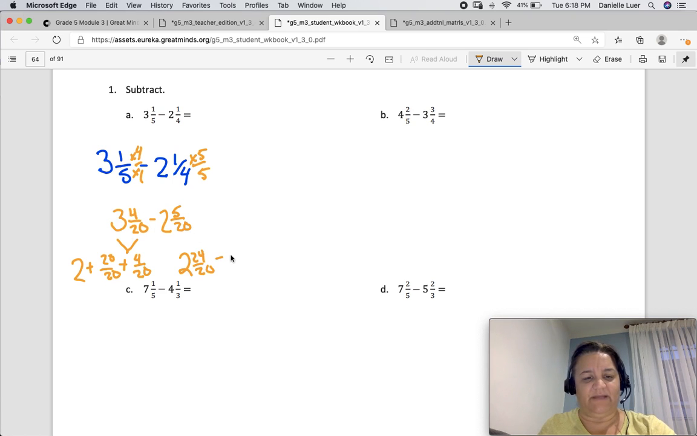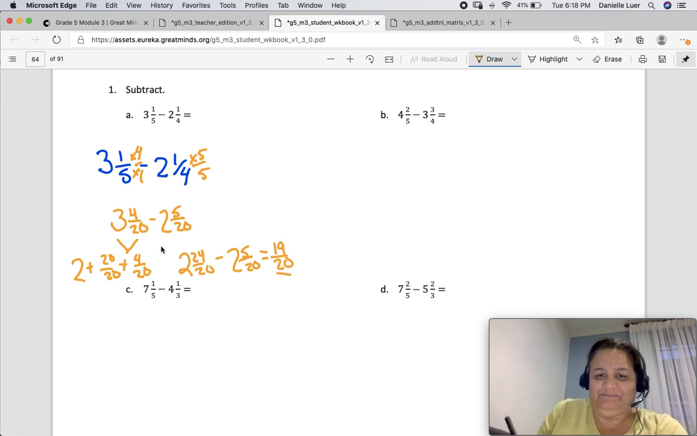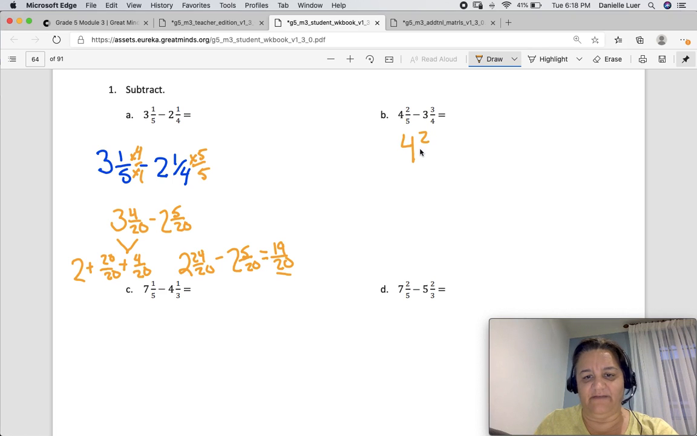2 and 24 20ths minus 2 and 5 20ths equals 2 minus 2 equals 0. 24 20ths minus 5 20ths equals 19 20ths. Do you see how we did that? Okay, let's try the next one. 4 and 2/5 minus 3 and 3/4.